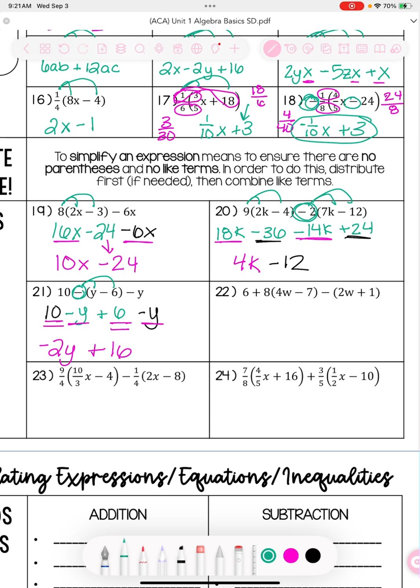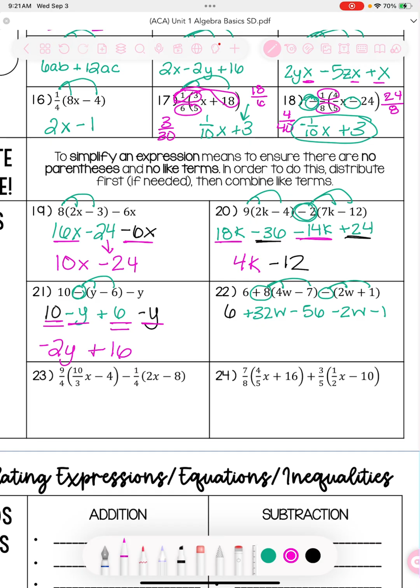Okay, over here we have to distribute twice also. We're going to take this one and distribute it in, and this one and distribute it in. So we're going to drop down the original 6 that was in the problem. Then we're going to replace this with 32w minus 56. Then we're taking the negative sign in, so minus 2w minus 1.